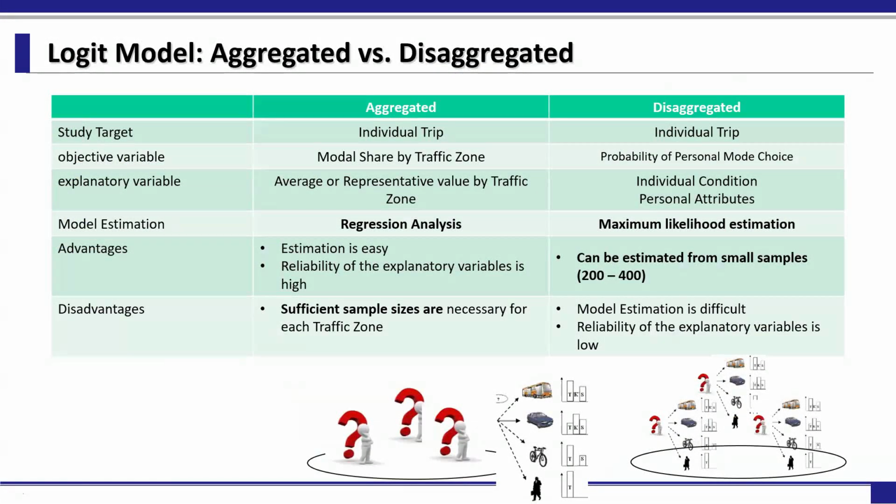On this one, the logit model has aggregated and disaggregated types. The aggregated models are based on the actual individual trips and developed based on regression analysis. On the other hand, the disaggregated models also target the individual trips. However, the parameters must be found by maximum likelihood estimation. Then the probability of the mode choice will be developed.